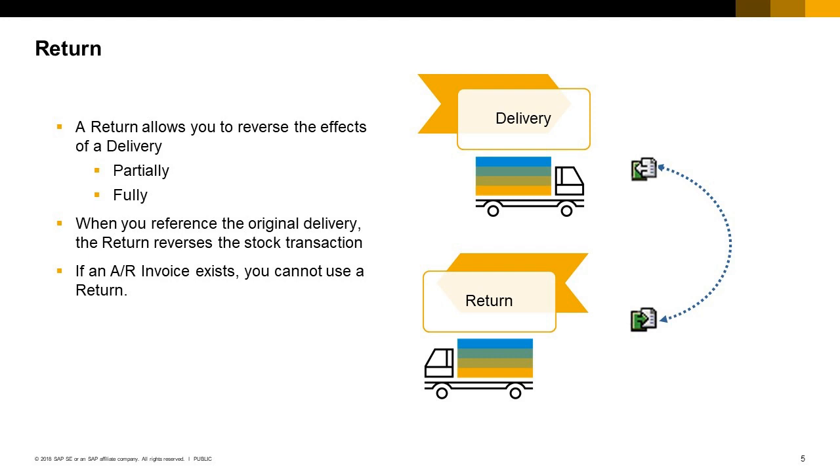For legal reasons, you cannot change or delete deliveries and customer invoices that have already been entered in the system. To correct these, you need to use a clearing document such as a return or an AR credit memo document. If a delivery is returned before you create the AR invoice for the customer, you can post the return delivery in the system. If an AR invoice exists, you cannot use a return.